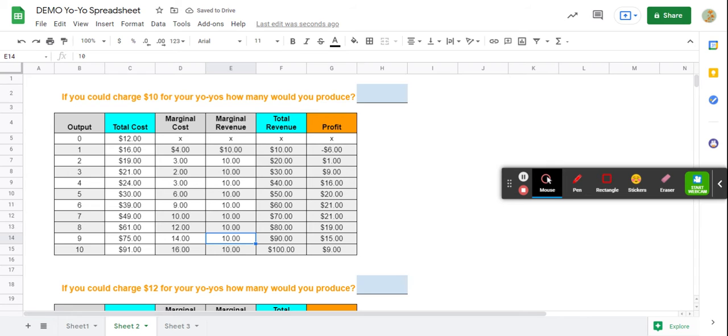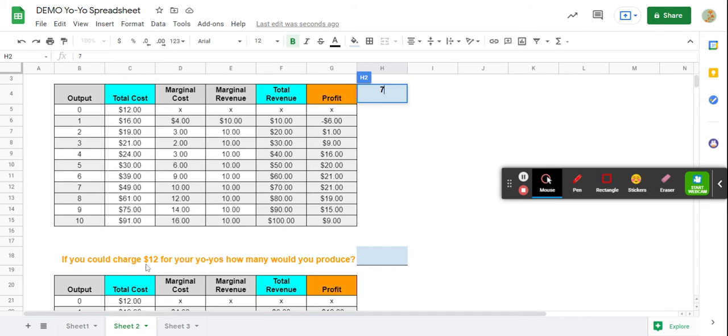Remember the profit maximizing rule. You are most profitable when your marginal revenue is equal to your marginal cost. So here we go. We are going to find the place where marginal revenue is equal to marginal cost. And that would be an output of 7 yo-yos. And if we look over here at the profit, that makes sense because after that point, your profitability starts to drop off. So your output would be 7 yo-yos. And that's what I'm going to put here in this blue box.